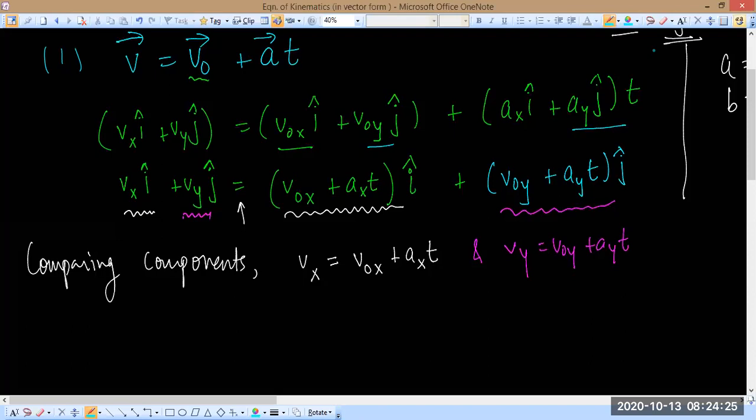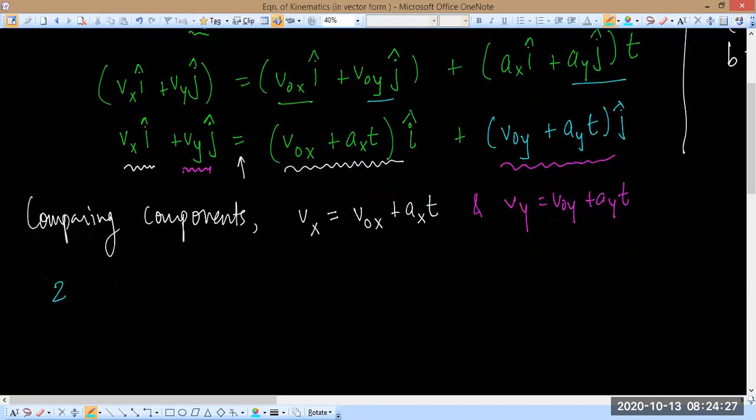Right? So the second equation will simply look like this. Second equation will look like this. I know you're going to say, sir, this is same. Yes, it is same. But a cap will come on top because these are vectors, so they must wear their own uniform, right?